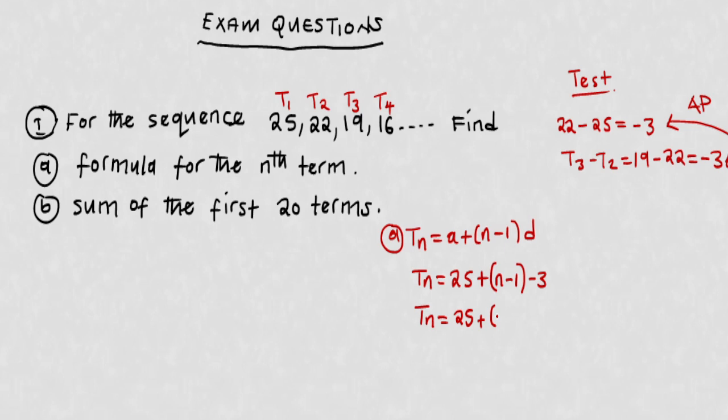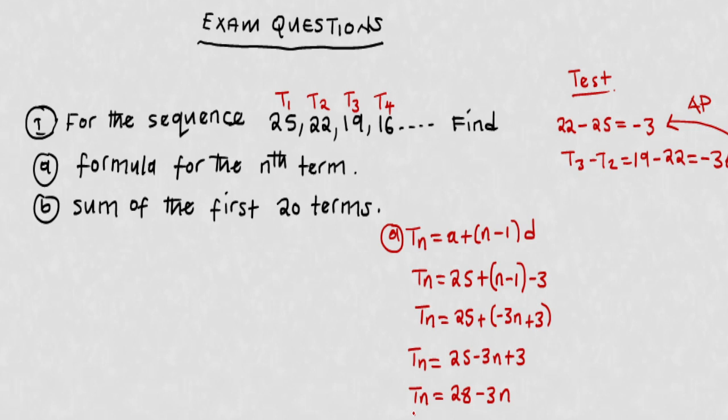Now I can get rid of the brackets. I can say term number n is equal to 25, then positive times negative will be negative 3n, positive times positive will be positive 3. Then I can add the 25 to the 3. So at the final I can say term number n is 25 plus 3, I'm doing like terms here, 25 plus 3 is 28, then minus 3n. Now here we understand that 28 and minus 3n are not like terms, therefore we're just going to leave it here. So this is the formula for the nth term.